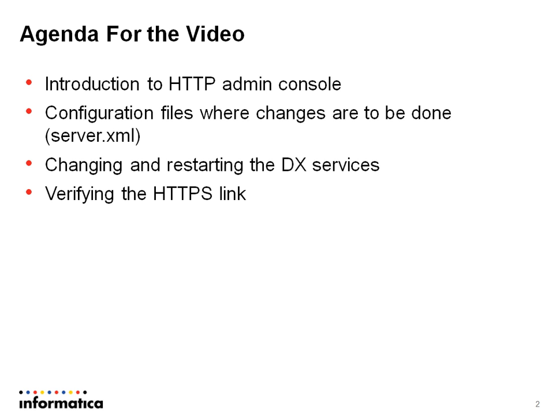Agenda for the video. Initially we'll start with a brief on the HTTP with the DX admin console. Just go through the admin console links in the web browser, and then we go to the configuration part of how to enable HTTPS, that is about the server.xml that exists in the Tomcat config directory. Once the changes are done, we'll be restarting the services and verifying the HTTPS link in the web browser again. Let's get into the live demo.